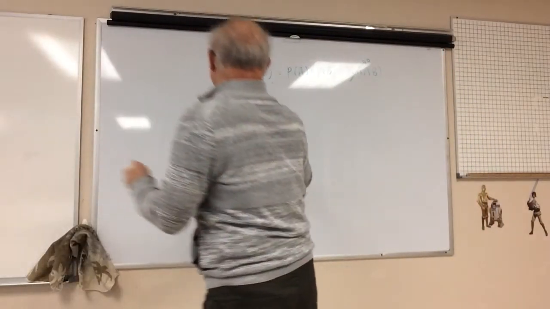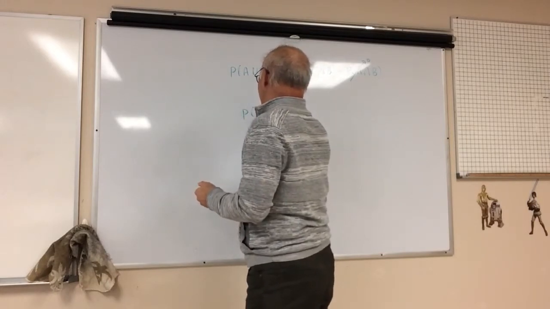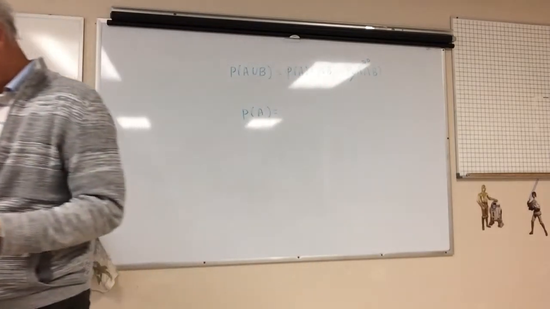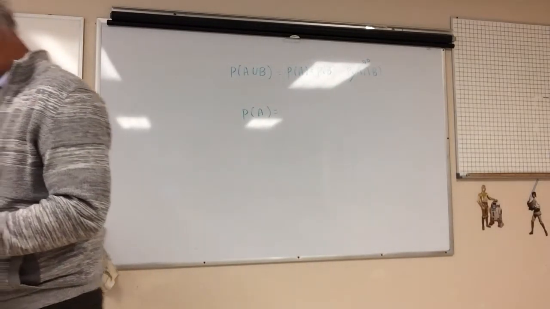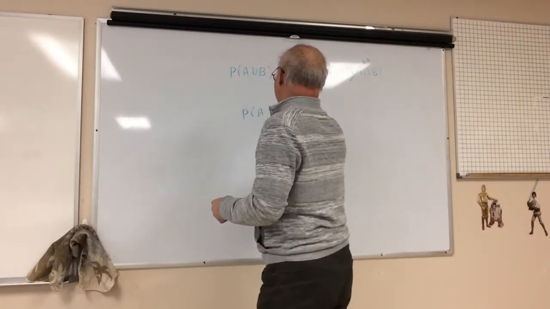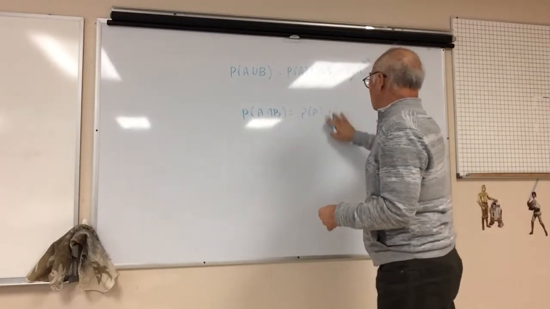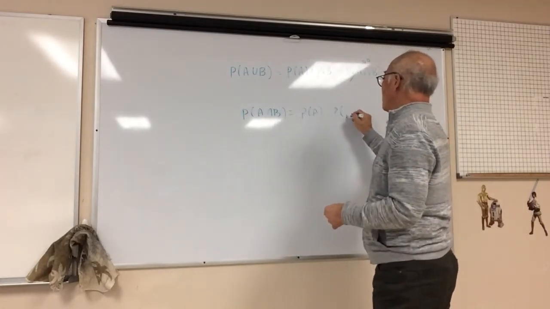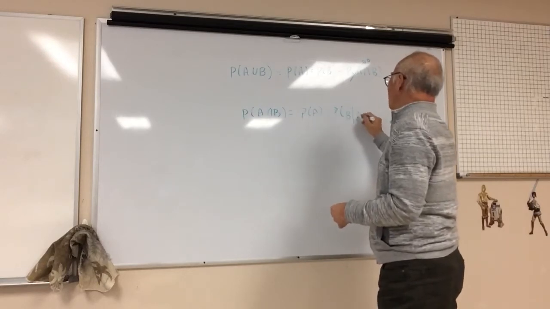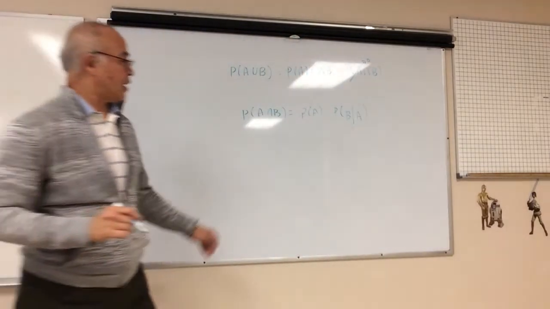And then we talked about the multiplication rule. We said P(A and B) is equal to P(A) times P(B given A). Given that A has occurred. Okay, so we talked about this.